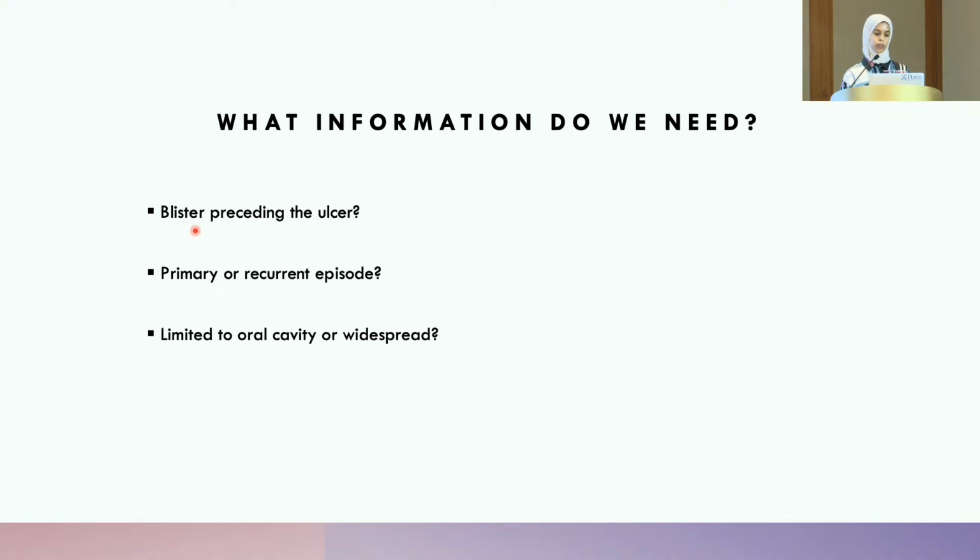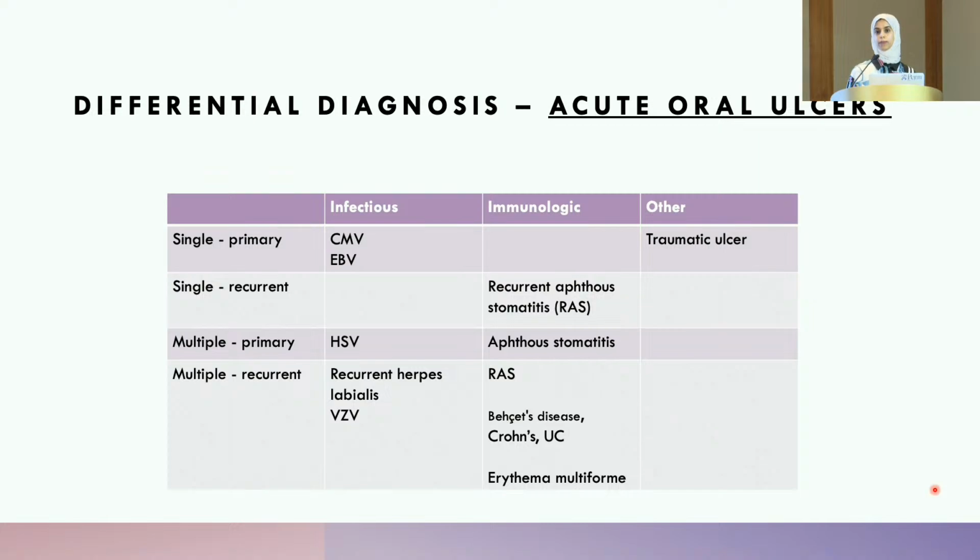We don't really use the word blister when we ask our patients just because they won't be familiar with that terminology. So we just ask them, was there a bubble beforehand? We ask them, have they had that episode before to determine is this primary or recurrent? And then we want to know, are there lesions anywhere else on the body for us to determine, is this something just localized to the oral mucosa, or is this something more widespread affecting the genital, the skin, the ocular or nasal mucosa? And then based on that, we can come up with our differential diagnosis. So for acute oral ulcers, if it's a single primary ulcer, it's either infectious or more likely traumatic.